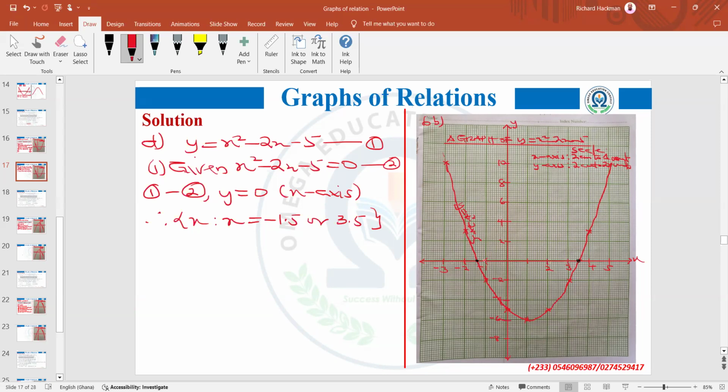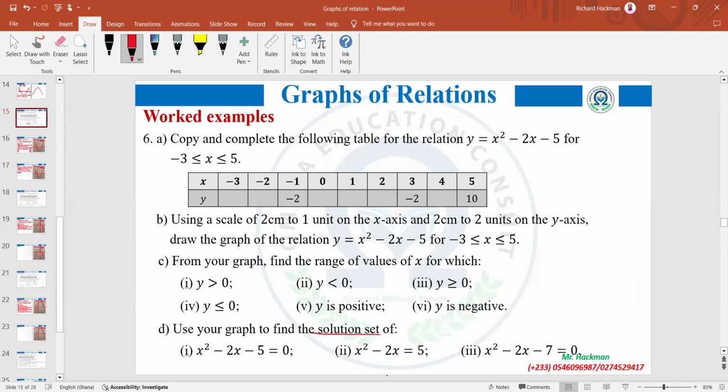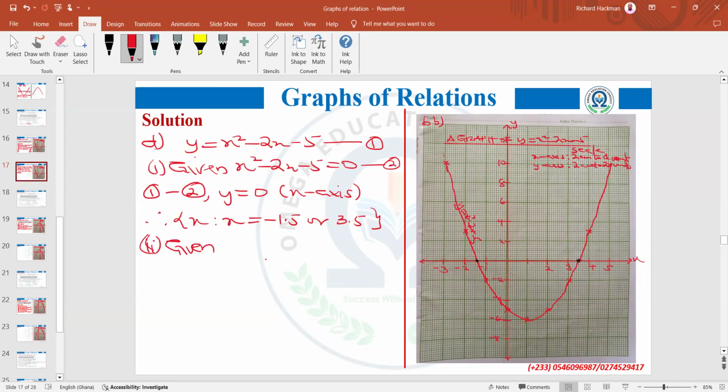The person who said I should come again, are you fine now? Yes, please. Okay, so now we go to II. What are we supposed to do? We've labeled this one equation 1. Let's pick the equation given. It's x squared minus 2x is equal to 5. So x squared minus 2x is equal to 5.